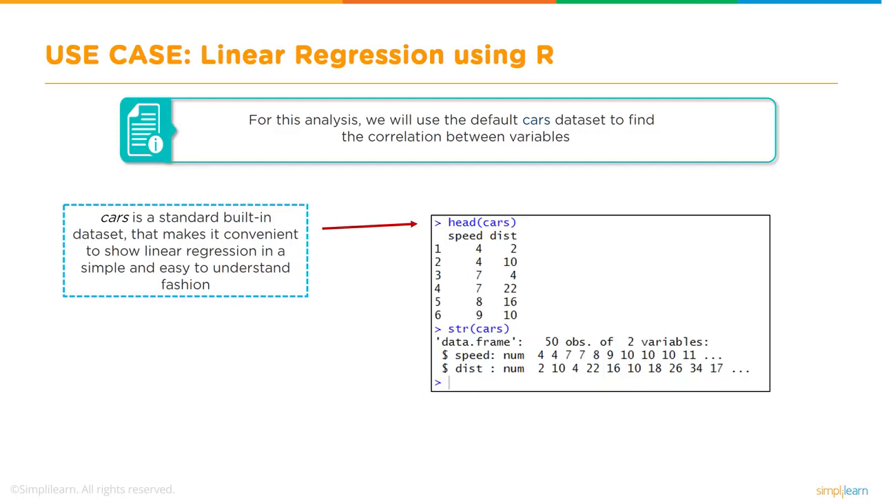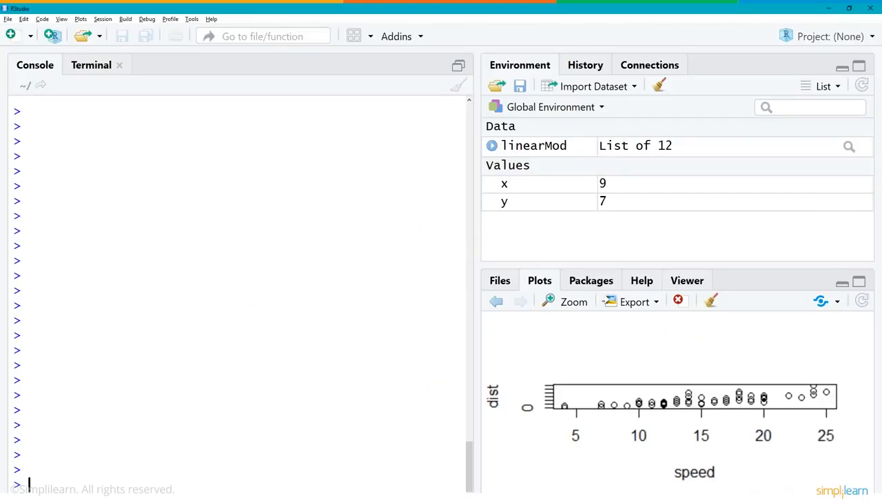analysis, we'll use the default cars dataset to find the correlation between variables. Cars is a standard built-in dataset that makes it convenient to show linear regression in a simple and easy to understand fashion. And we'll start with head(cars) and str(cars). Now I've gone ahead and removed the script on here to make this easier to see, and we don't have to do any kind of importing of data because it's already in there. I'm just going to type in head and cars and hit enter.